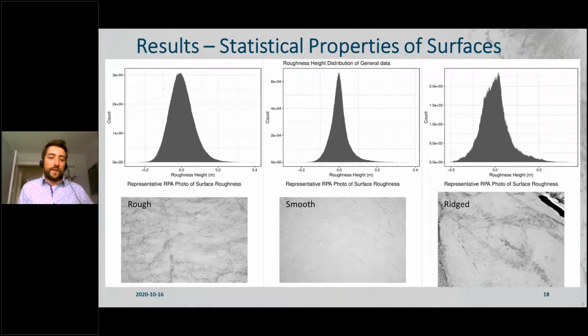And then finally, the ridged ice surfaces showed the most abnormal distribution. And in some cases, those distributions were nearly bimodal. And I think this makes sense when you consider that the ridged surfaces would be these bands of very rough ice superimposed on a smooth surface. But none of the distributions tested passed the Shapiro-Wilk normality test, so none of them are normal, in fact.